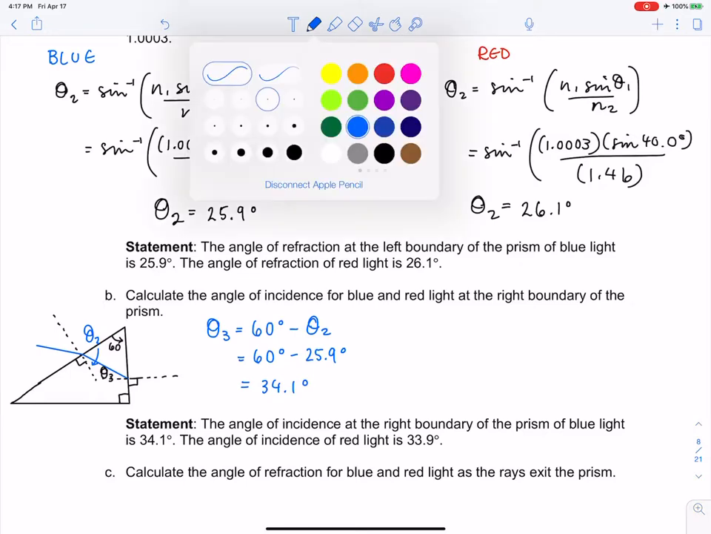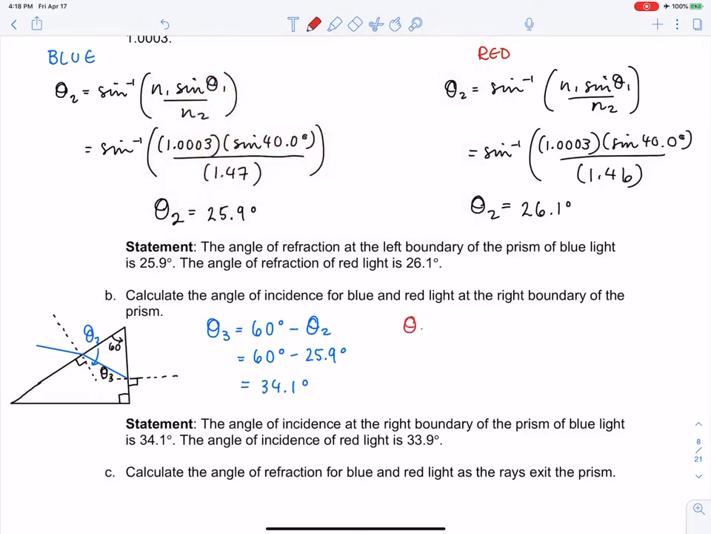We're going to do the same for red light. The only thing that changes is theta 2 for red light, which we calculated above and said was 26.1 degrees. If we do the subtraction, 60 minus 26.1, we end up with 33.9 degrees. Therefore, the angle of incidence at the right boundary of the prism of blue light is 34.1, and the angle of incidence for red light is 33.9.